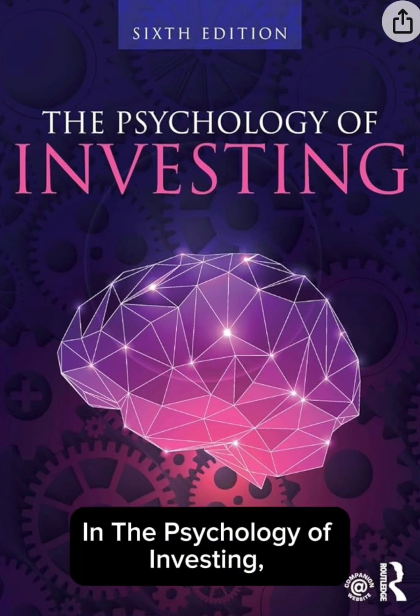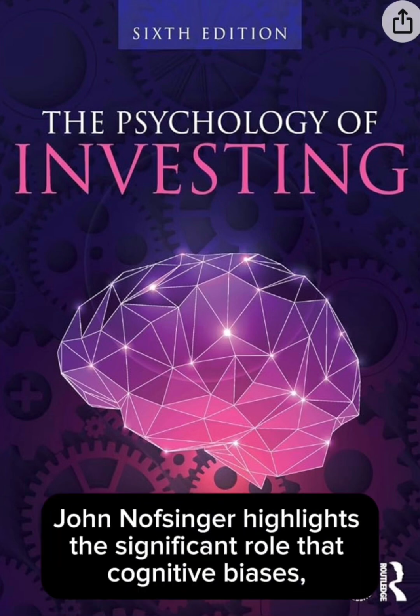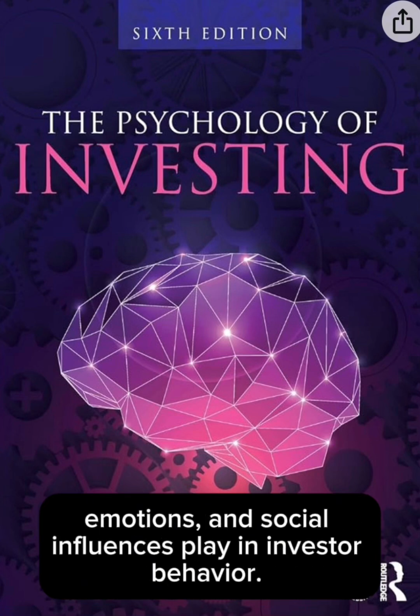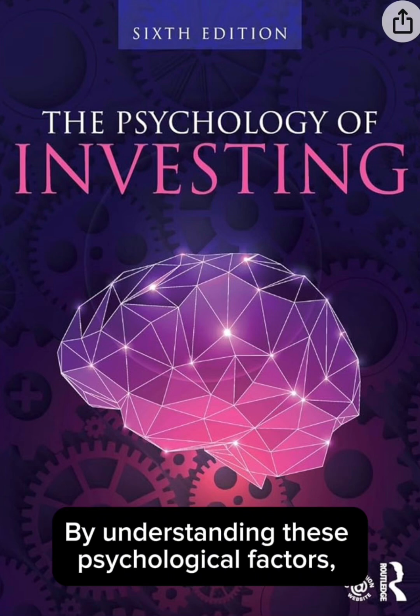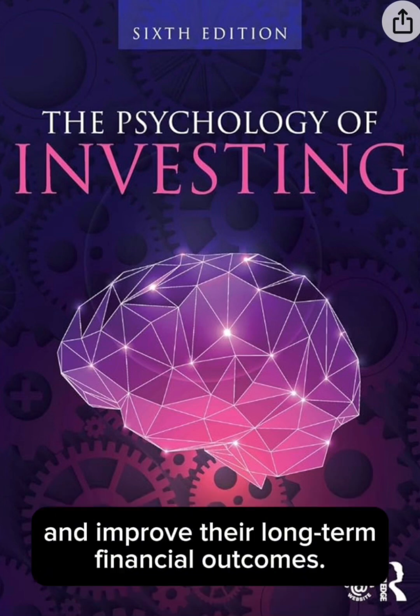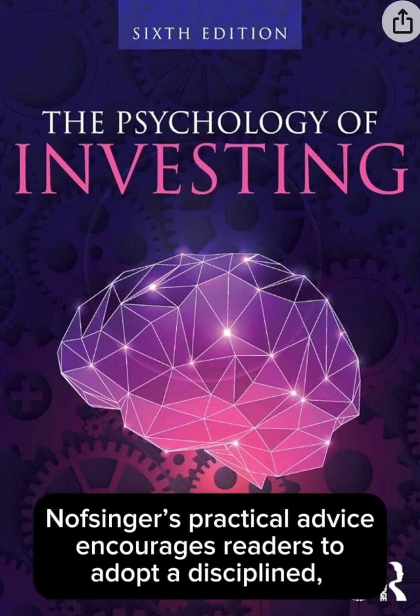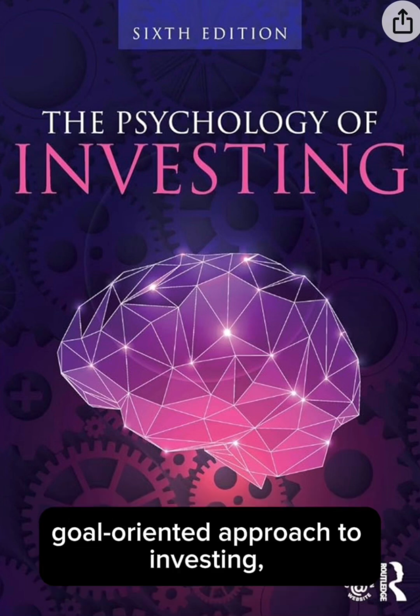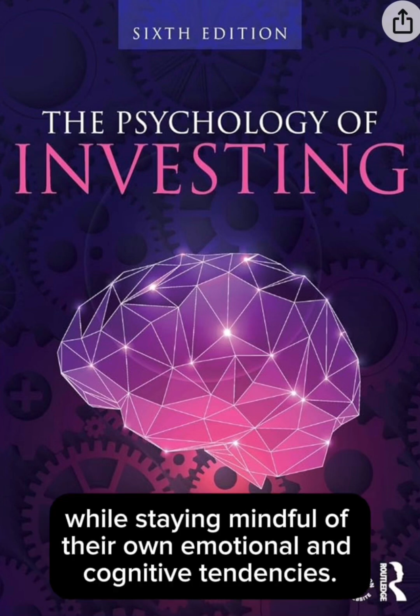Conclusion. In The Psychology of Investing, John Nofsinger highlights the significant role that cognitive biases, emotions, and social influences play in investor behavior. By understanding these psychological factors, investors can make more rational decisions, avoid common mistakes, and improve their long-term financial outcomes. Nofsinger's practical advice encourages readers to adopt a disciplined, goal-oriented approach to investing, while staying mindful of their own emotional and cognitive tendencies.